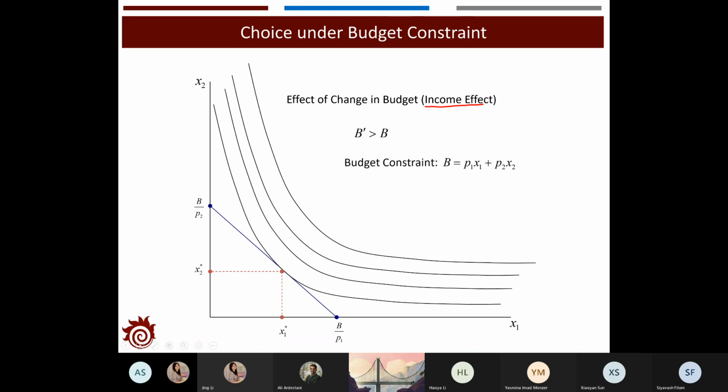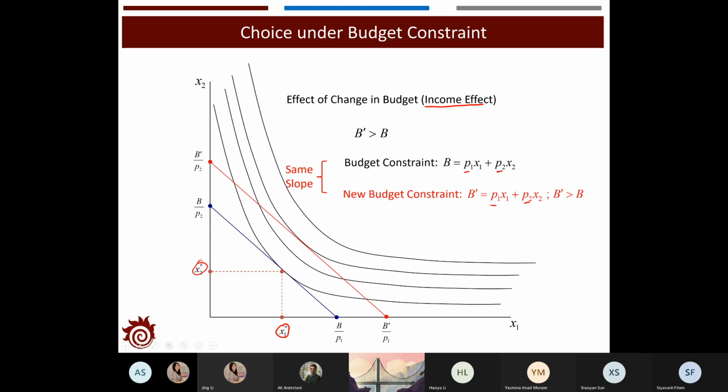For the budget constraint, you can see it in this figure, and you can find the optimal solution x1 star and x2 star. But with the new budget constraint, you will have a higher value B prime. Then you will get a new budget line. But here you can see that as the prices of the two products are not changing in these two situations, the slope of the budget line will still be the same. They only move parallelly by a certain distance.